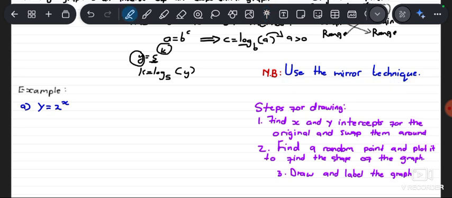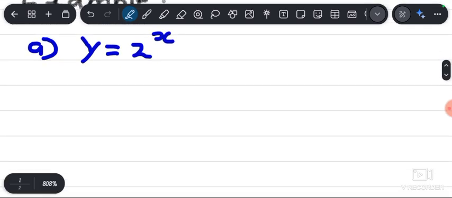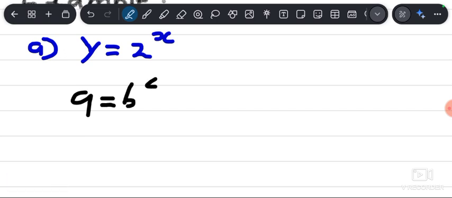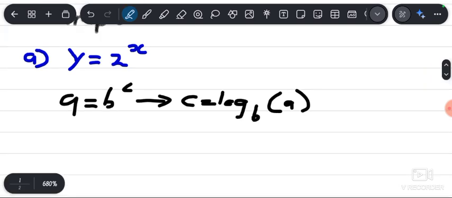Now let's deal with this example directly. You see here the exponent is a variable, so we know that this is an exponential. If you want to find the inverse of this exponential, you're essentially finding log. How do you change this? I said to you, use the APC method. What is the APC method? It's equal to ABC. How do you change this? C is equal to log base B of A. APC to CBA.